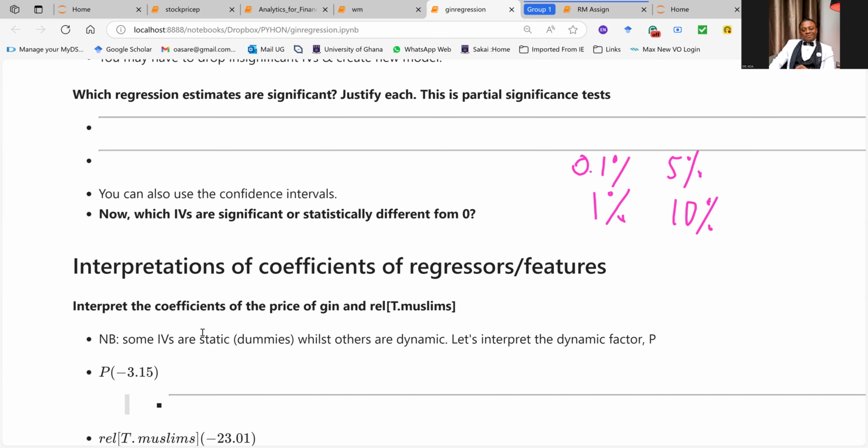Now, the fact that you are increasing it, which is leading to a decrease in the quantity, that alone shows that it is a dynamic variable. It's not static, it's a dynamic variable. It's changing, it's a rising and falling variable. Now we are going to interpret that of religion Muslim, and you see the way you interpret a dummy variable.